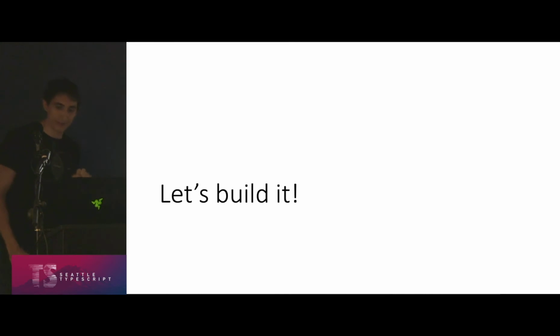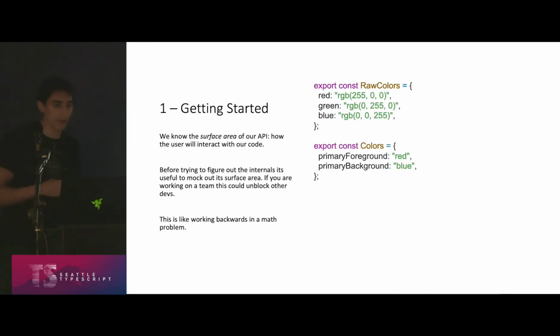So let's build it. We're going to get started, and the way I usually start out building these more complex types is I think about how I'm going to use it. So I had that example back here, and then I'll just put it in my code editor without any of the type information at all, like the finished product. So right now we've just got some raw colors, and they're all just strings. And we've got our reference colors, which are going to reference the raw colors.